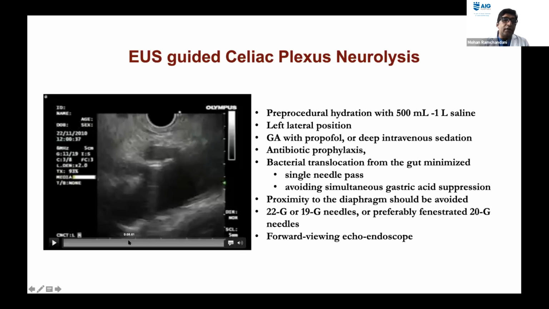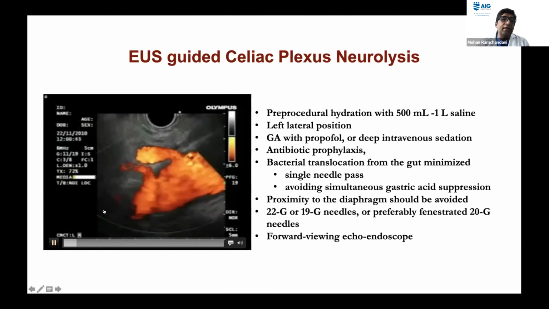Antibiotic prophylaxis is operator dependent because you mostly use alcohol, which itself is bactericidal, but still we have seen incidences of retropancreatic or retroperitoneal abscesses because there can be bacterial translocation from the gut. This can be minimized if you give a single dose or avoid gastric acid suppression. The needle used here is a 22 gauge needle, or preferably the dedicated needle which comes for the celiac block, a 20 gauge needle which has spray holes.